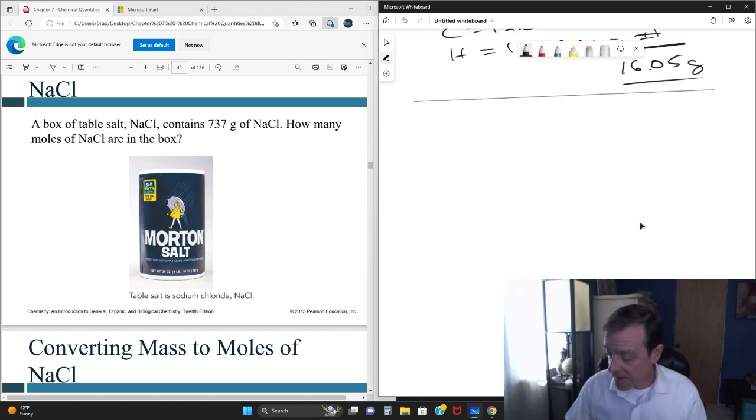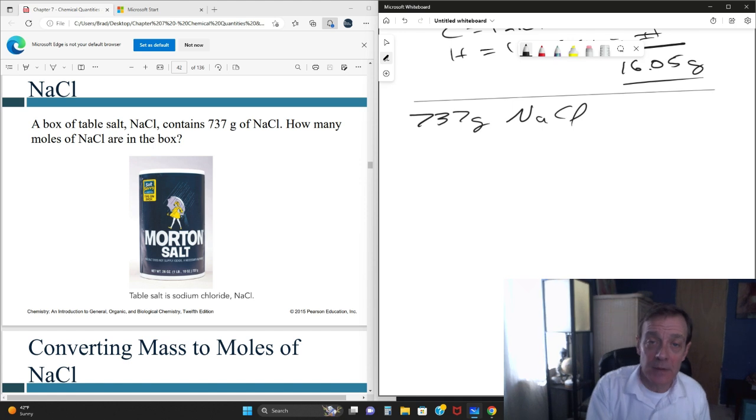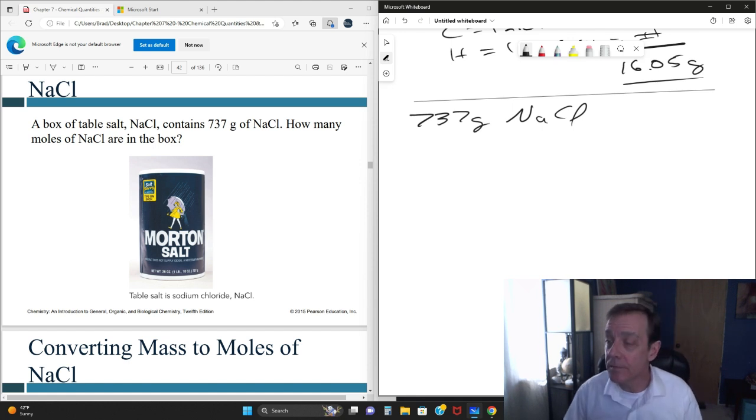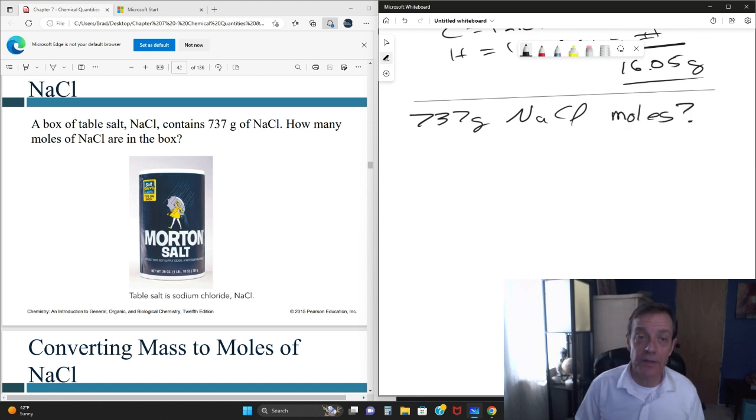So, last question we'll look at today. We're given that we have 737 grams of sodium chloride. How many moles of salt do we have in 737 grams?